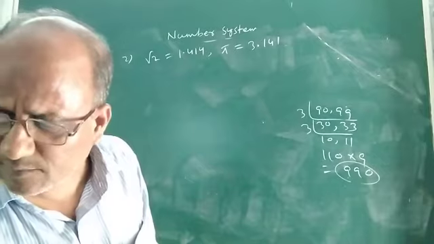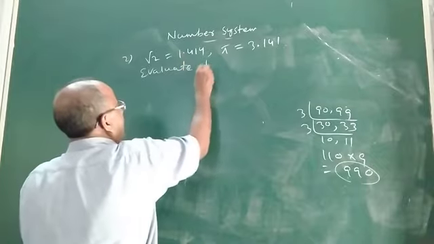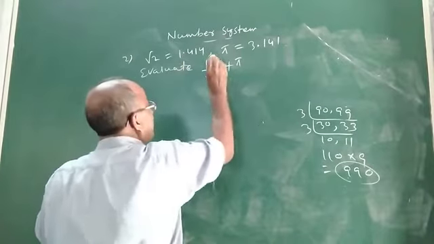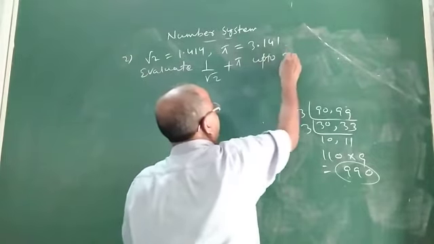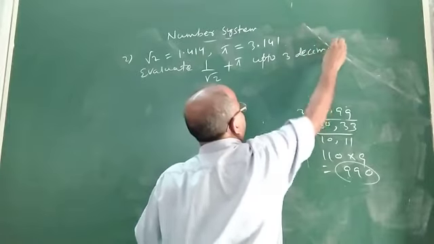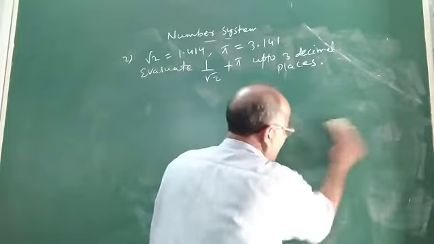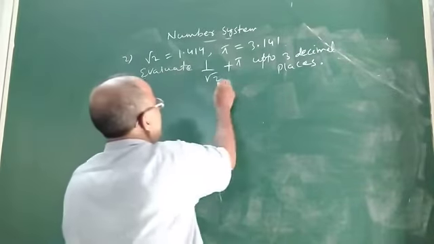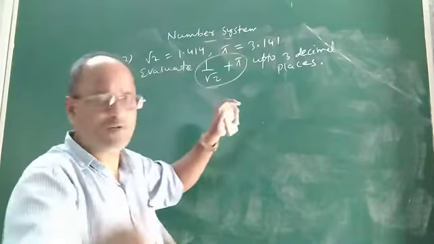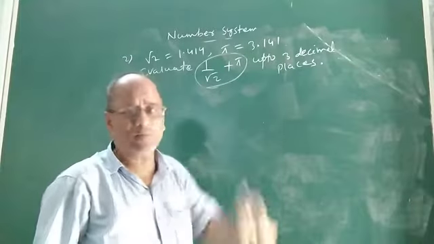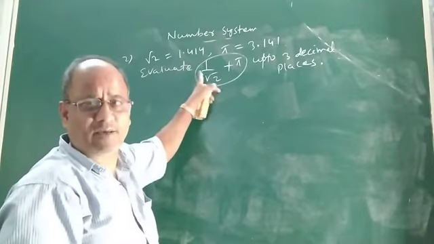Now the question is, evaluate 1 by root 2 plus pi. See, evaluate 1 by root 2 plus pi up to 3 decimal places. See, how to do it? So how to evaluate the value of 1 by root 2 plus pi? You are given the value of root 2 and you are given the value of pi. How will you evaluate the value of 1 by root 2 plus pi up to 3 decimal places? Let us see.